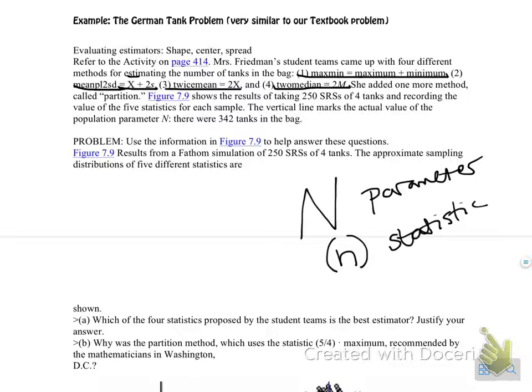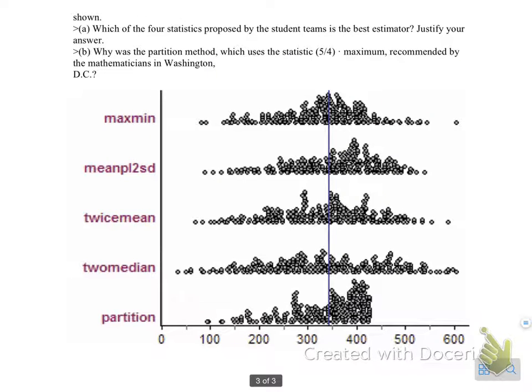If you look at the results, little n is 4, and each student took 250 random samples of 4 tanks. And then with every single one of those samples, they put a dot on their dot plot. So on this page, each one of those dots is a sample of 4.